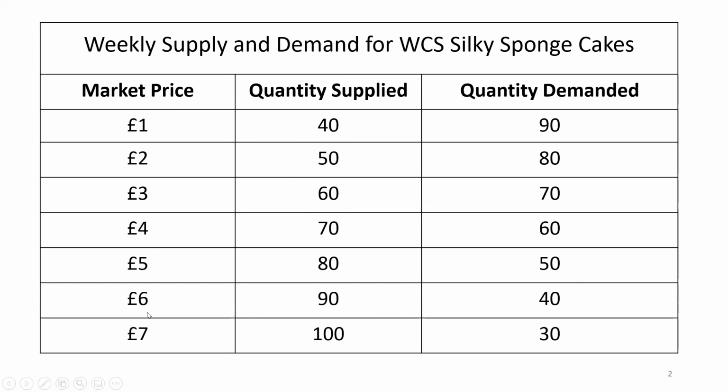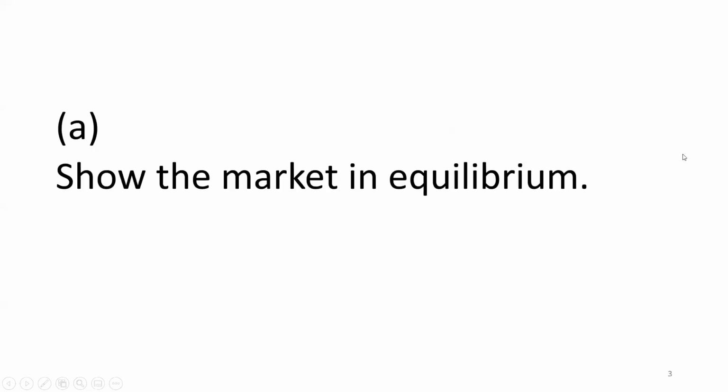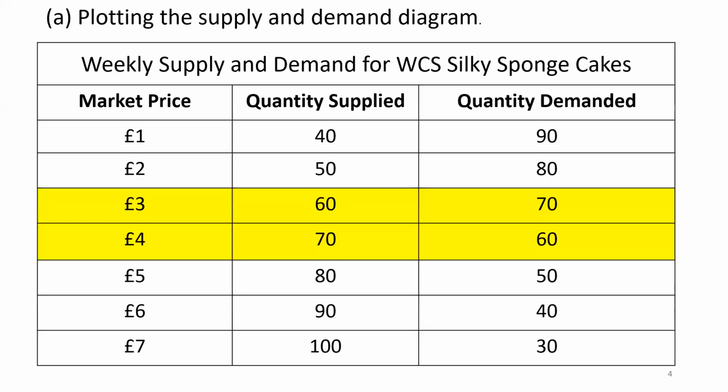So as things become more expensive, people gradually want to buy less of them, which is why as the price goes up from £1 to £7, gradually the quantity demanded, the amount buyers are willing to buy, drops from 90 down to 30. So the first question is, show the market in equilibrium. First of all, we want to identify where the equilibrium is. Remember, the equilibrium is when there's a price at which the quantity demanded equals the quantity supplied.